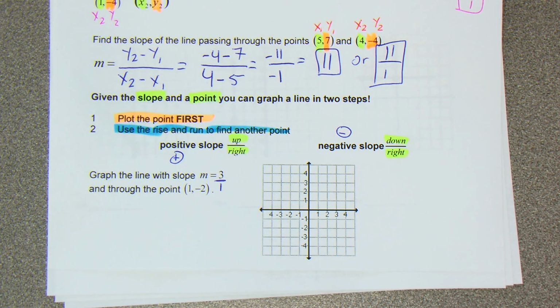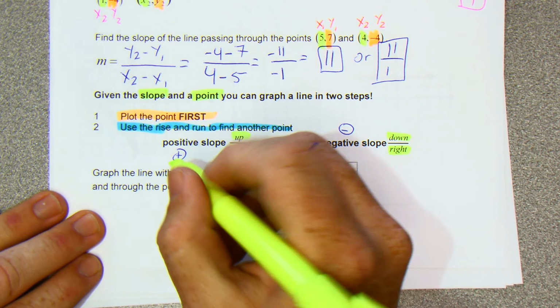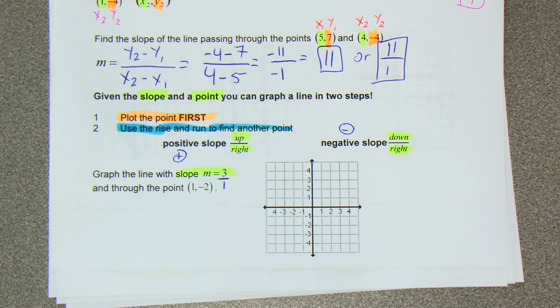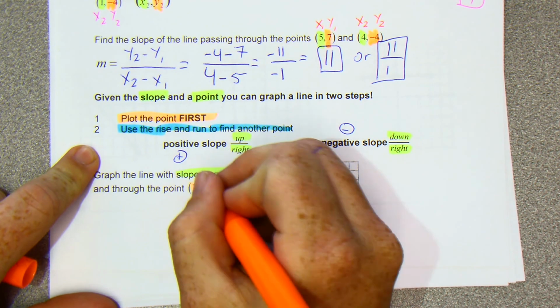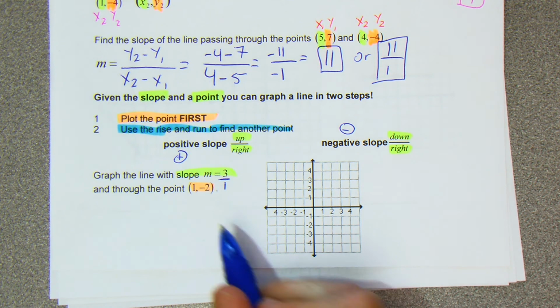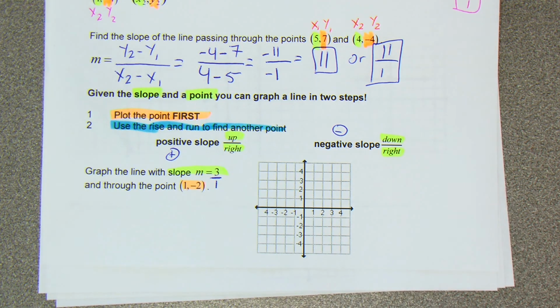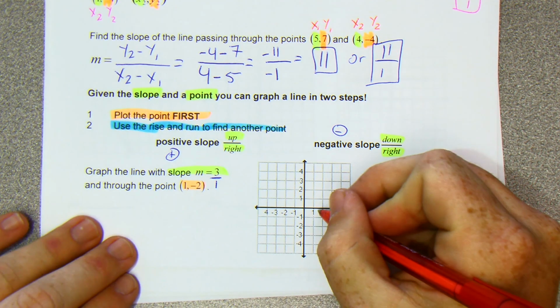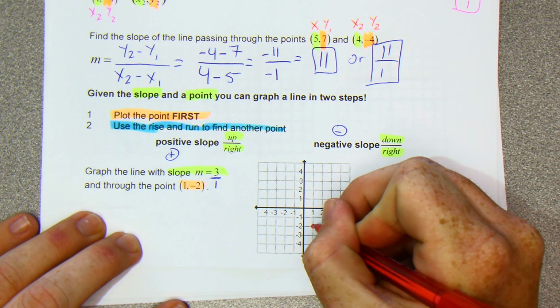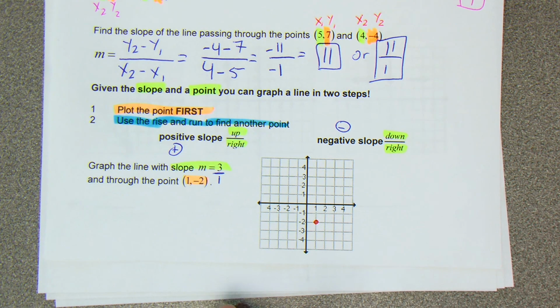So it tells us we are supposed to graph the line with the slope m equals 3/1. It gives us our slope, and it gives us the point 1 comma -2. Just like in our steps, first we plot the point that it gives us. It gives us 1, -2, so we're going to go ahead and plot that. We have a 1 on the x-axis, which is right here. Then we go down to -2 on the y. That's our point, okay? So that's our first step.